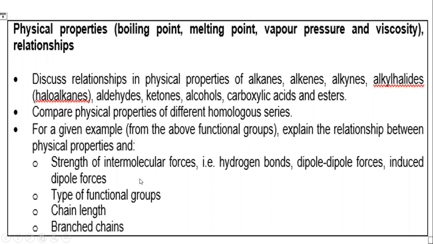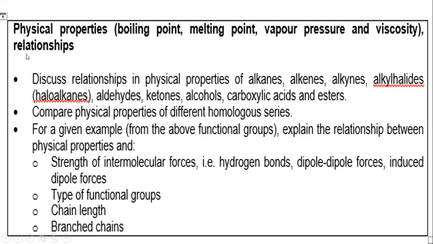series. And then, given an example of any molecule from this homologous series, I must be able to explain the relationship between any of these, either the boiling point, the melting point, and the vapor pressure, with regards to the strength of intermolecular forces. Basically, how does the strength of intermolecular forces affect any of those 3 physical properties? And how does the type of functional group, which actually determines the type of intermolecular forces, affect any of these 3 physical properties? The chain length, which is the surface area, as well as branching of the chain, how does it affect the boiling point, the melting point, as well as the vapor pressure?